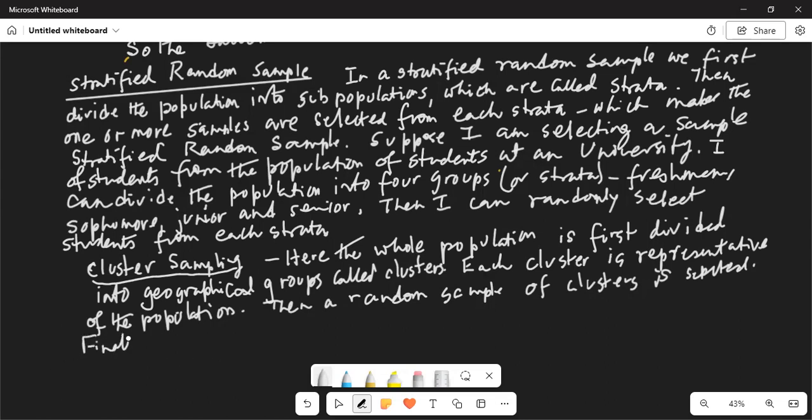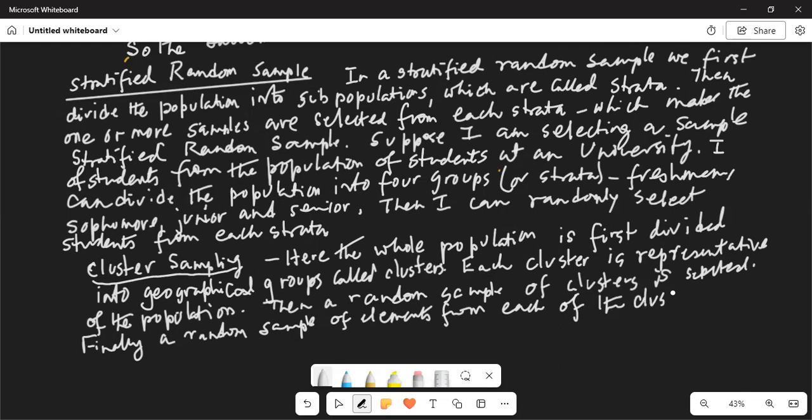Finally, a random sample of elements from each of the clusters is selected and interviewed.